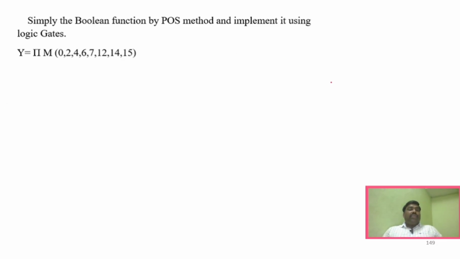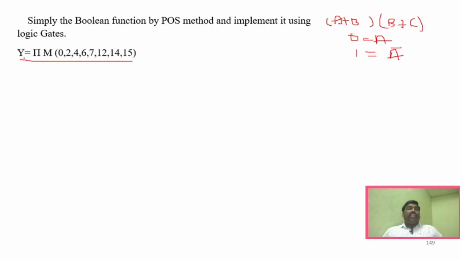So the very first thing you have to understand is what is POS method. POS is nothing but product of sum, which means you will have sums and you have to multiply all those sums. That is POS method. And the very first thing you have to understand here is that it is the opposite of SOP method, which means 0 represents the non-complement form and 1 represents the complement form, right? And the very first step in solving this problem is to find out what structure we have to use, right?